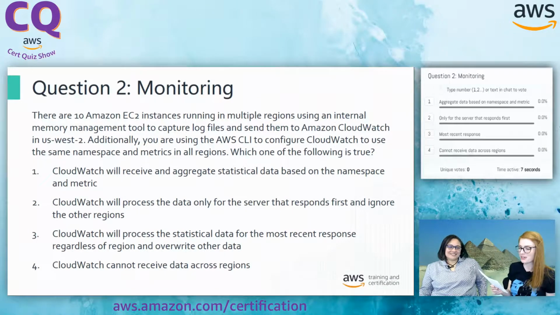There are 10 Amazon EC2 instances running in multiple regions using an internal memory management tool to capture log files and send them to Amazon CloudWatch in US West 2. Additionally, you are using the AWS CLI to configure CloudWatch to use the same namespace and metrics in all regions. Which one of the following is true? Right, okay. Nice. So, that's a long one. It is.